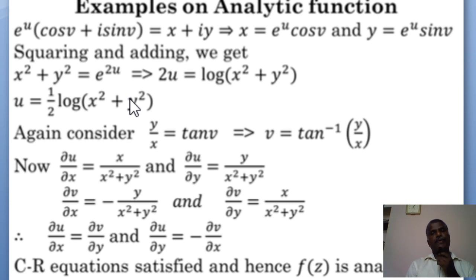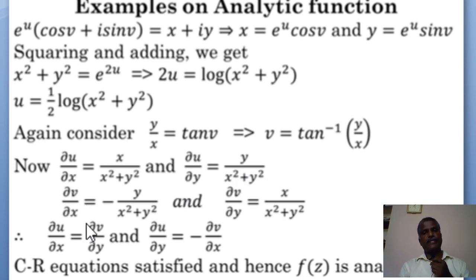So after finding u and v, we have to find the partial derivatives with respect to x and y to verify the Cauchy-Riemann equations. So dou u by dou x is x by x square plus y square, and dou u by dou y is y by x square plus y square. Just applying the properties of differentiation, the differentiation of log x is 1 by x into the differentiation of x square plus y square. After simplification, we get x by x square plus y square. Similarly, y by x square plus y square with respect to y.